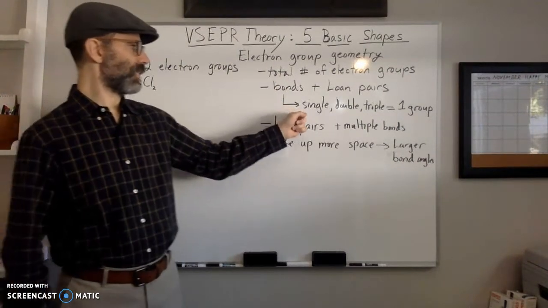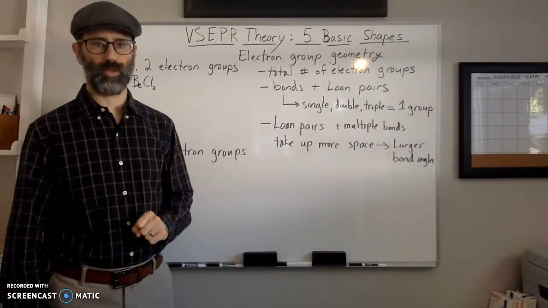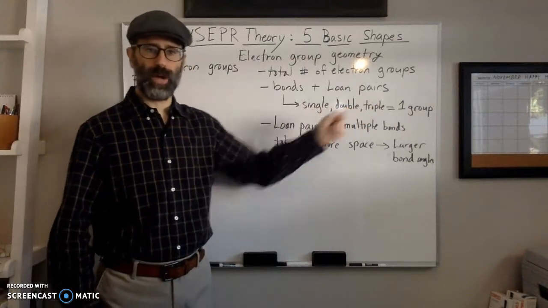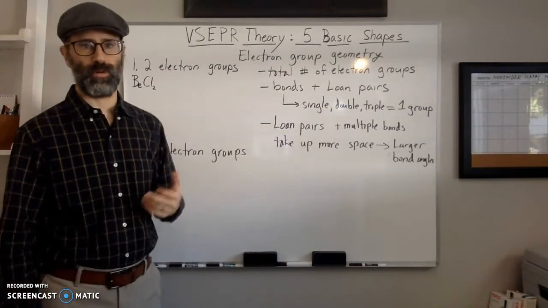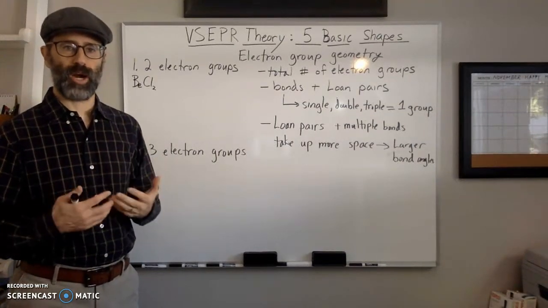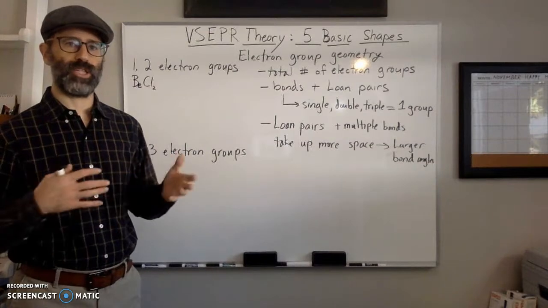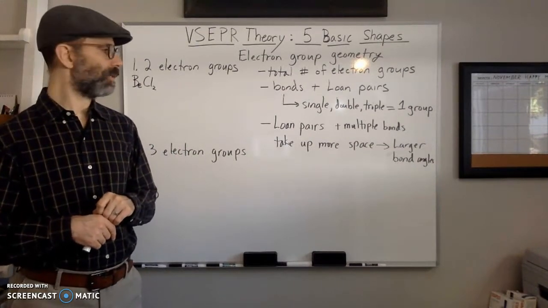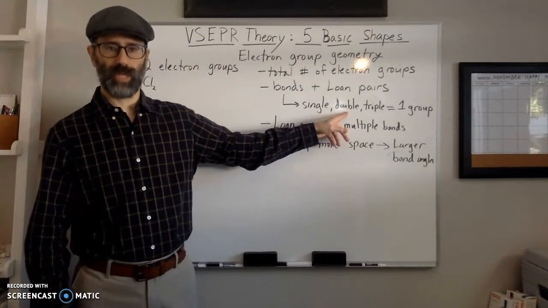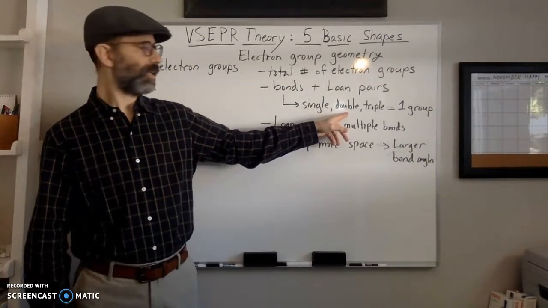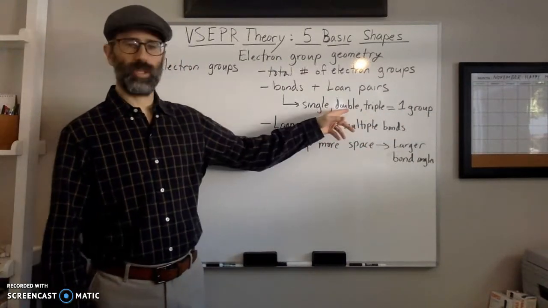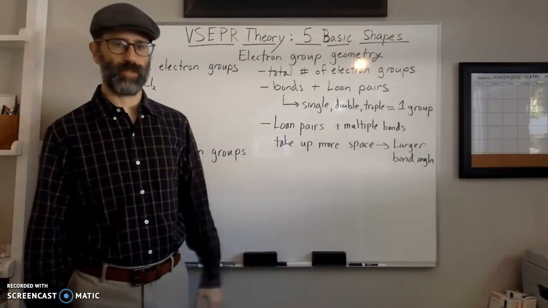The reason is that single, double, and triple bonds are each treated as one group. Even though in double and triple bonds you have more than one pair of electrons, remember, each bond has a pair of electrons. There are two electrons in each bond, shared between the atoms of that bond. So in a double bond you have two pairs of electrons, one pair for each bond, and in a triple bond you have three pairs. However, we don't count the double and triple bond as separate pairs of electrons.